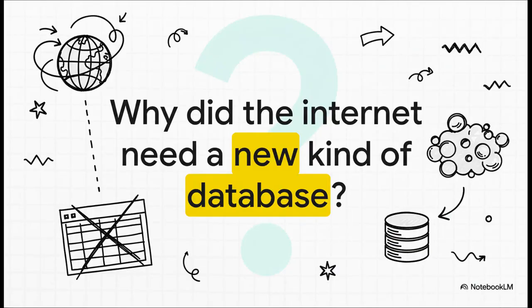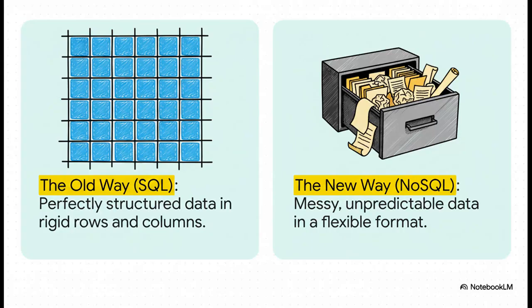To really get why something like MongoDB even had to be invented, we have to ask a really basic question, right? Why wasn't what we already had good enough? What happened? Why did the internet, as it got bigger and bigger, suddenly need a totally new way to think about storing information? Well, the whole answer really comes down to a big conflict.